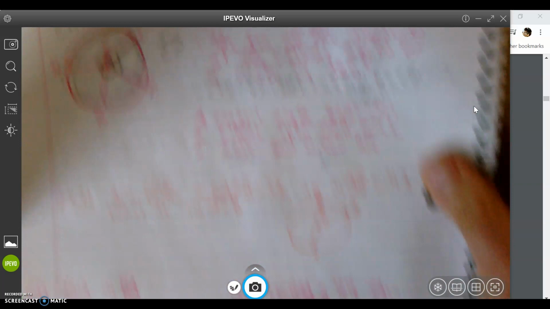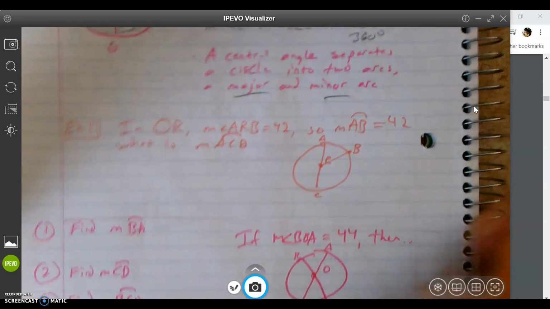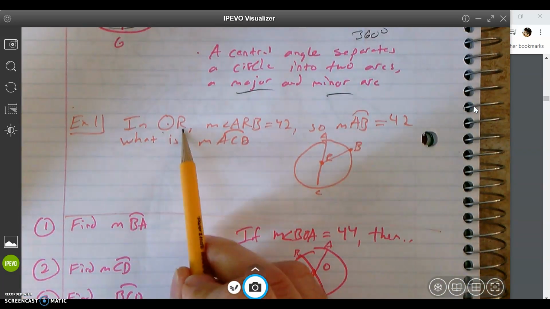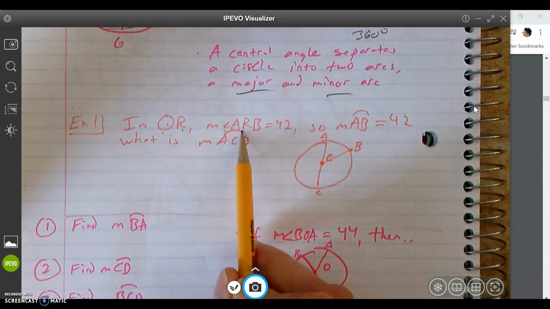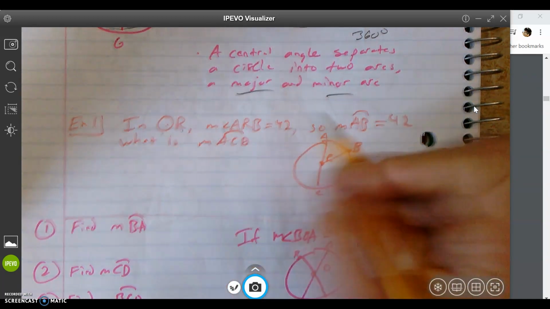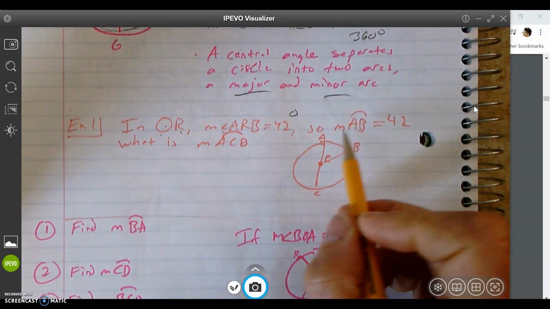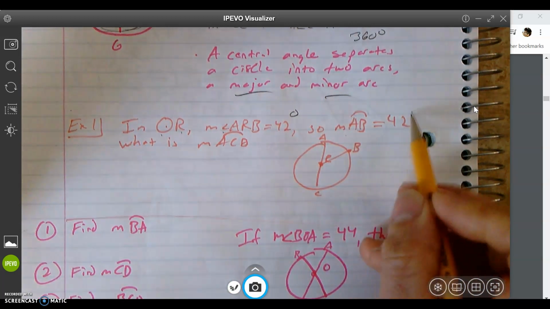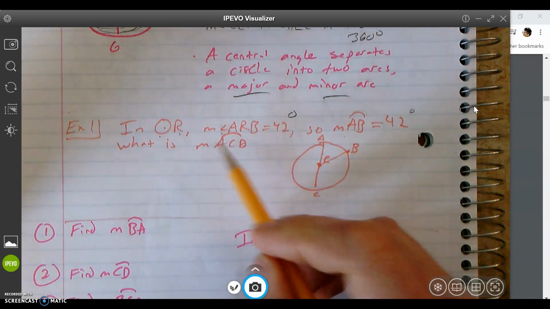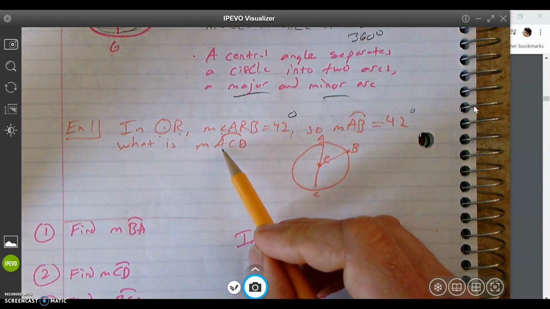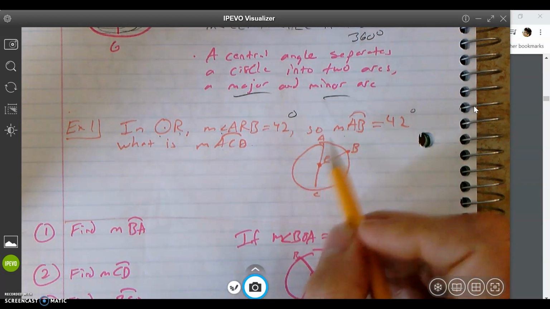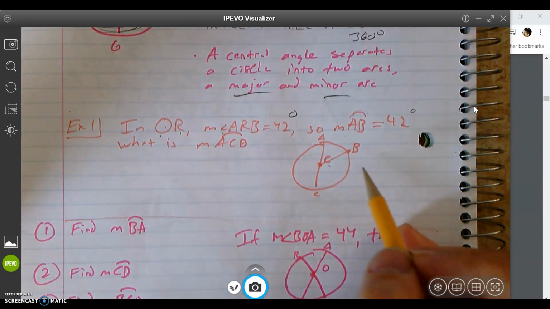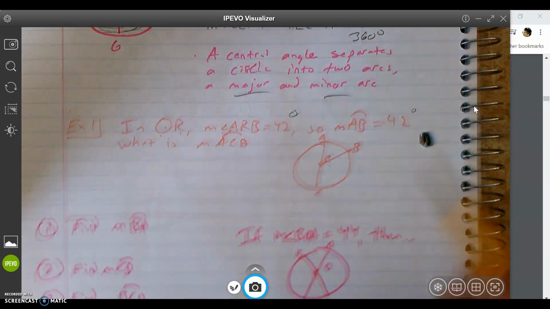So here is our first example question. Check it out. In circle R, the measure of angle ARB is 42 degrees, so the measure of arc AB is 42 degrees. What is the measure of arc ACB? That's what you have to find. Copy this picture down, pause the video if you need to. All right, first we always label our picture.